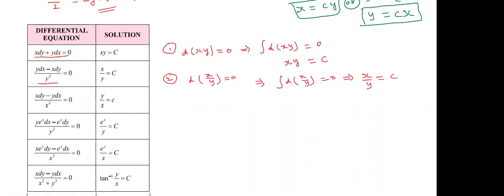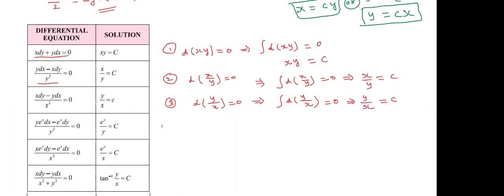Okay. Now see the third one. What does it say here? x dy minus y dx divided by x square. That means we can write the derivative of y by x is equal to 0. Yes or no? Now apply integration on both sides. You will get integration of the derivative of y by x is equal to 0. Now the solution of the differential equation is y by x is equal to c.